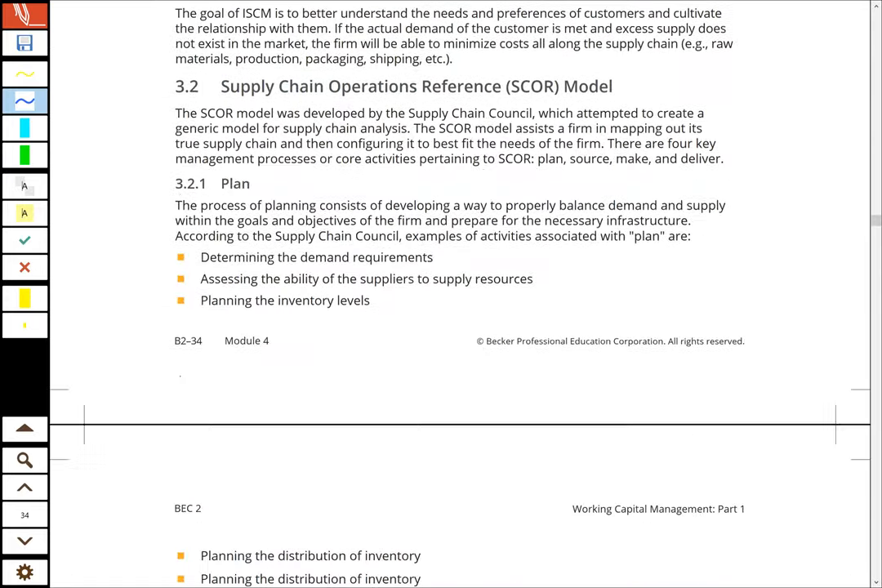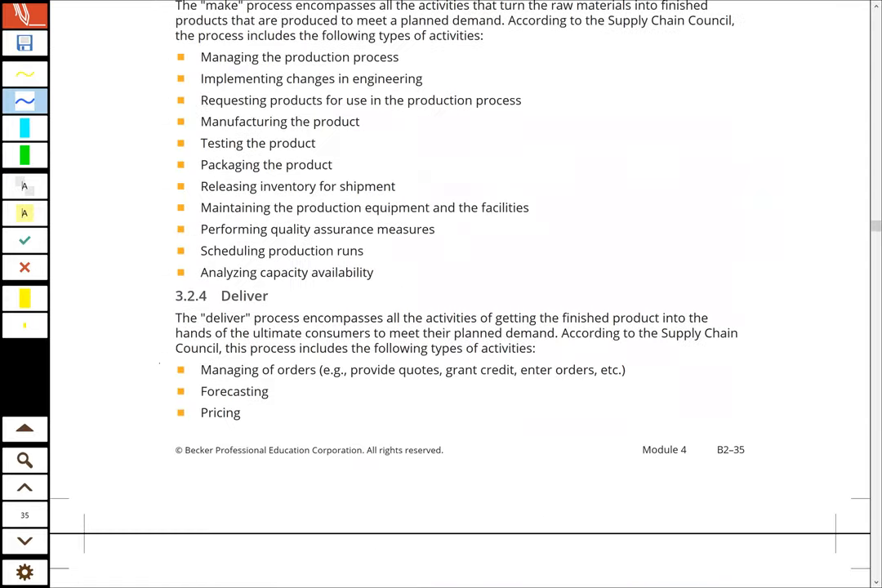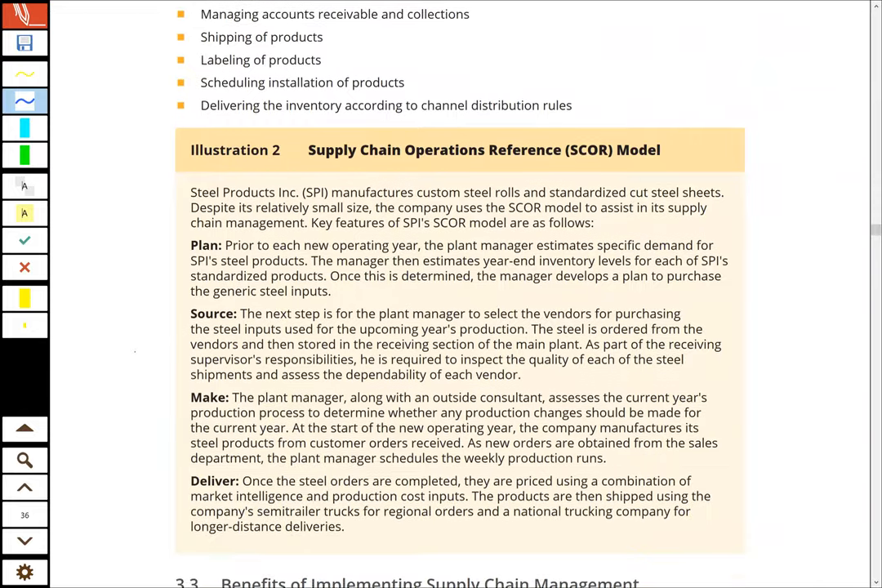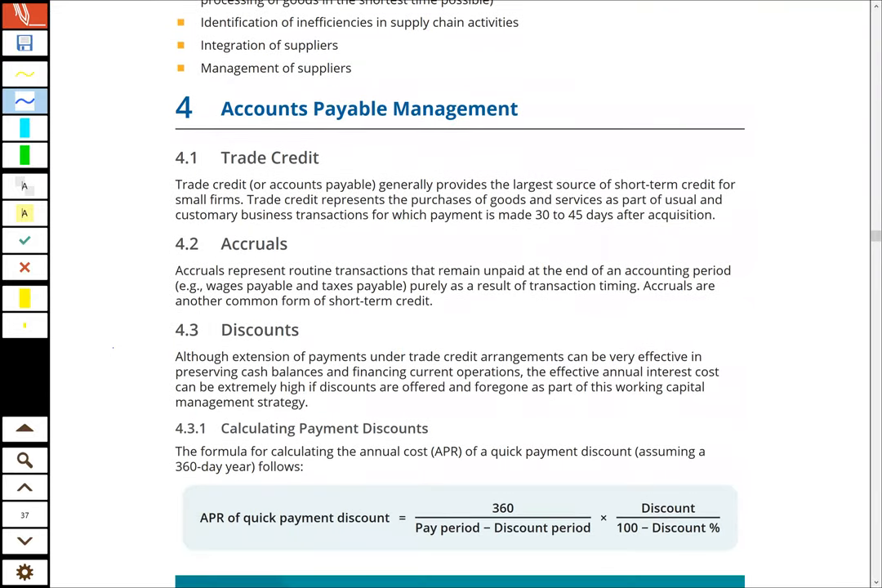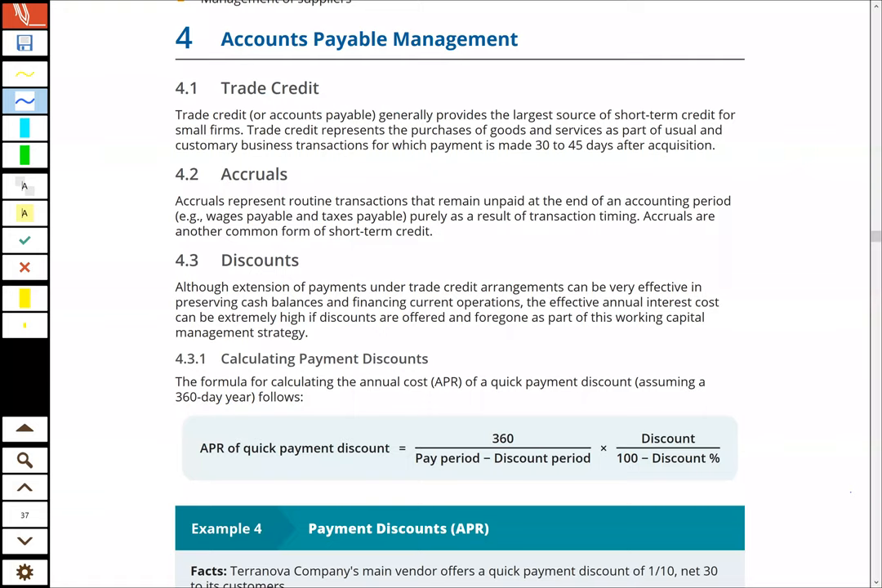Okay, good question. Let's go ahead and take a look at accounts payable management. Basically what we're going to do here is calculate the interest cost, the annual percentage rate, of not taking advantage of discounts.